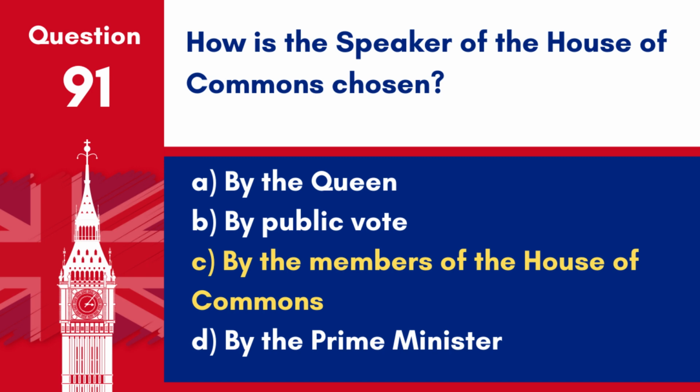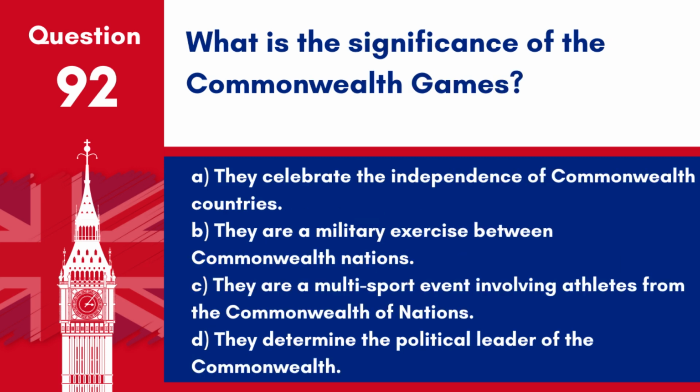Answer C. By the members of the House of Commons. The Speaker of the House of Commons is elected by its members at the beginning of each new Parliament. Question 92. What is the significance of the Commonwealth Games? A. They celebrate the independence of Commonwealth countries. B. They are a military exercise between Commonwealth nations. C. They are a multi-sport event involving athletes from the Commonwealth of Nations. D. They determine the political leader of the Commonwealth.